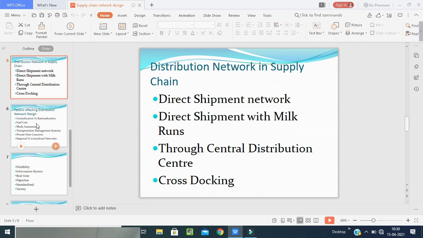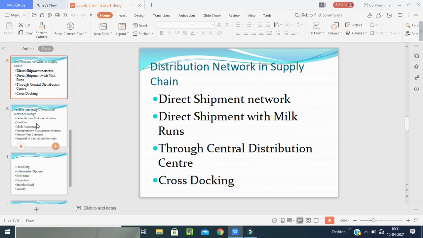What is happening? The distribution will go with the direct shipment network, then direct shipment with milk runs through central distribution centers, and the last one is cross docking. Say in the direct shipment network, what will happen? The suppliers supply directly to the retailer. Routing of each shipment is already specified, and the supply chain manager needs to decide only about the quantity and the mode of transportation.